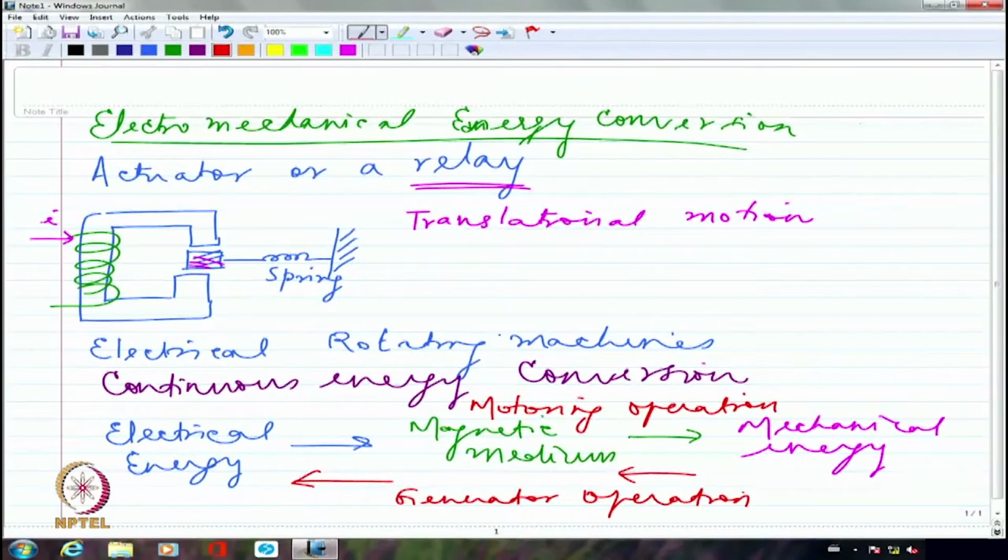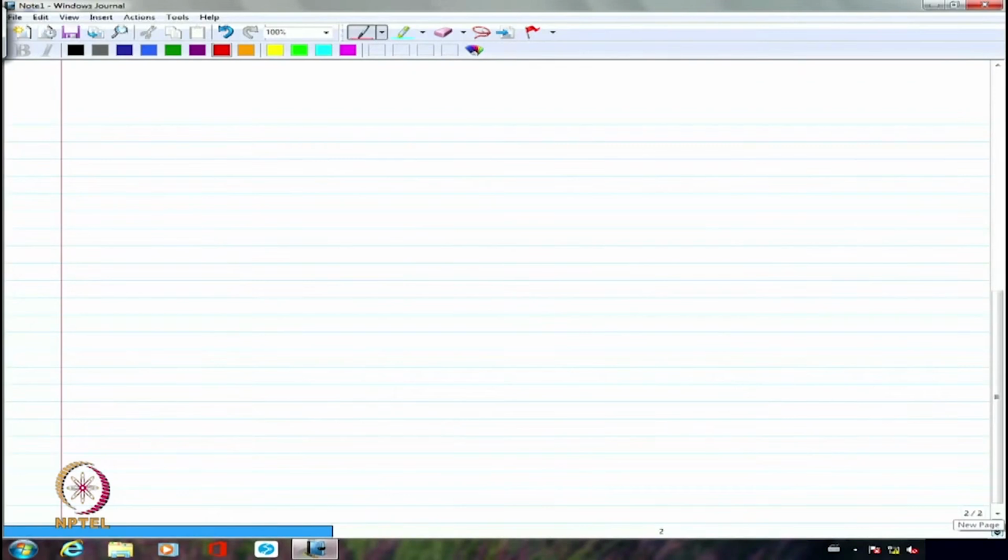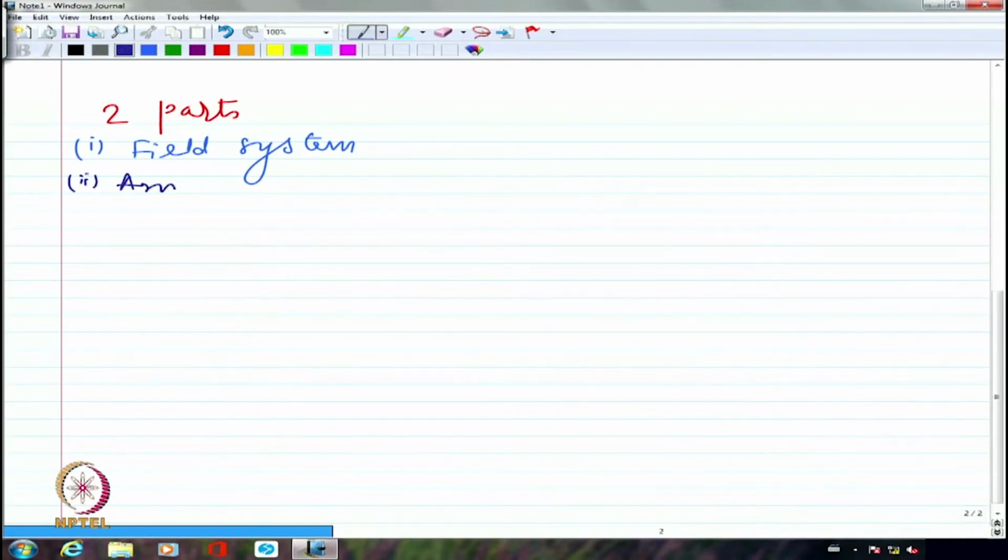So the magnetic via media we are looking for should be in the form of an electromagnet, and we call that system the field system. And where the electrical energy is given as input if it is a motor, or from where it is taken out as the output if it is a generator, we call that portion the armature. So specifically, we are going to have two portions in the electrical machine. One of them is the field system. The other one we call the armature system.